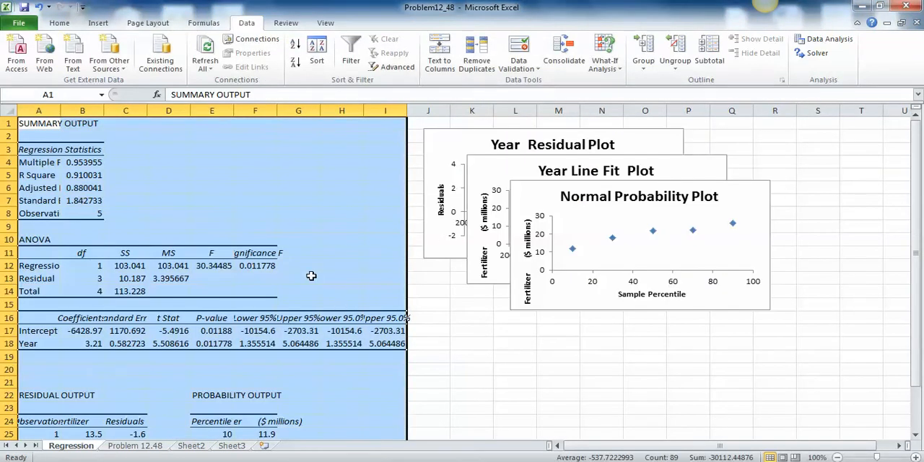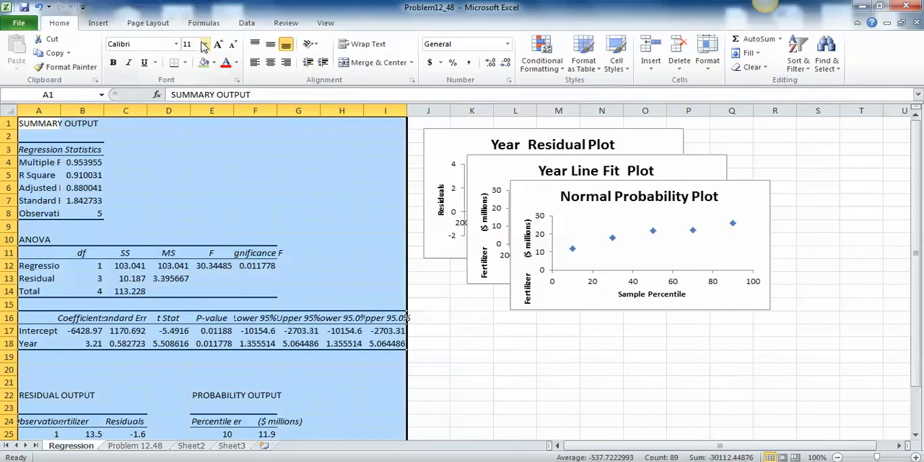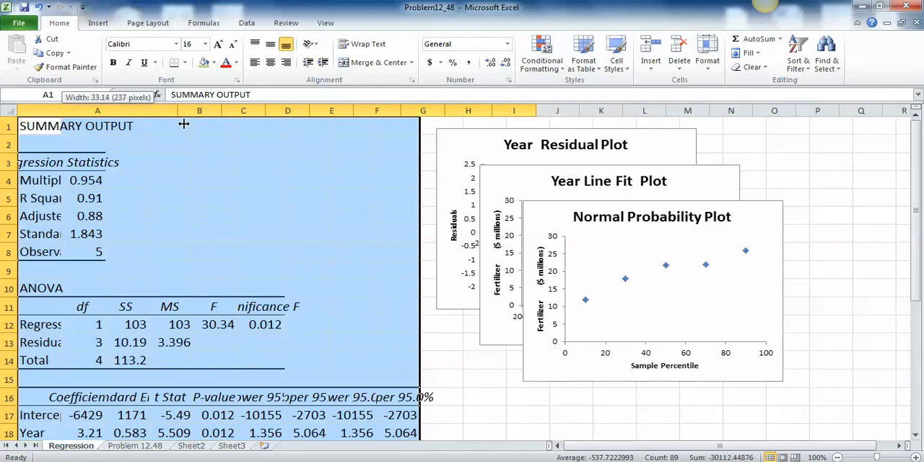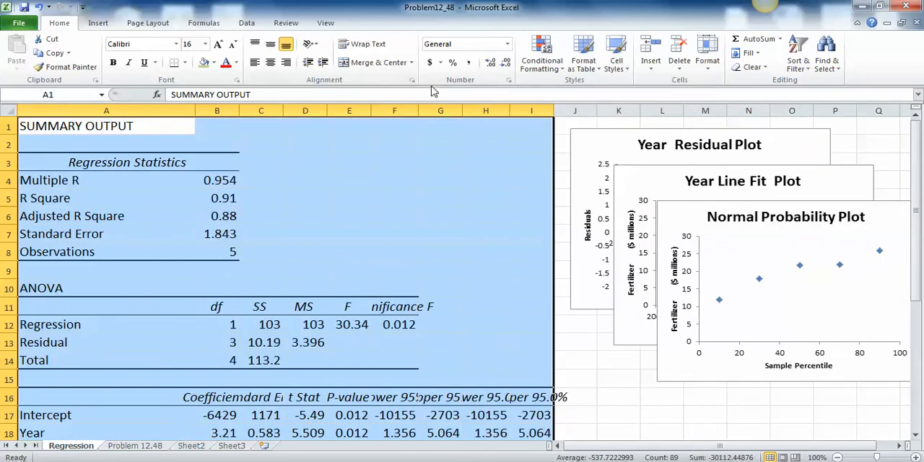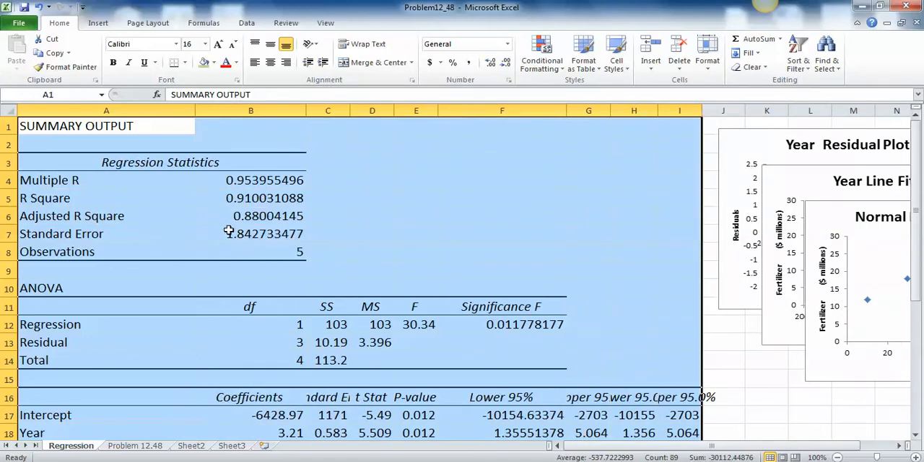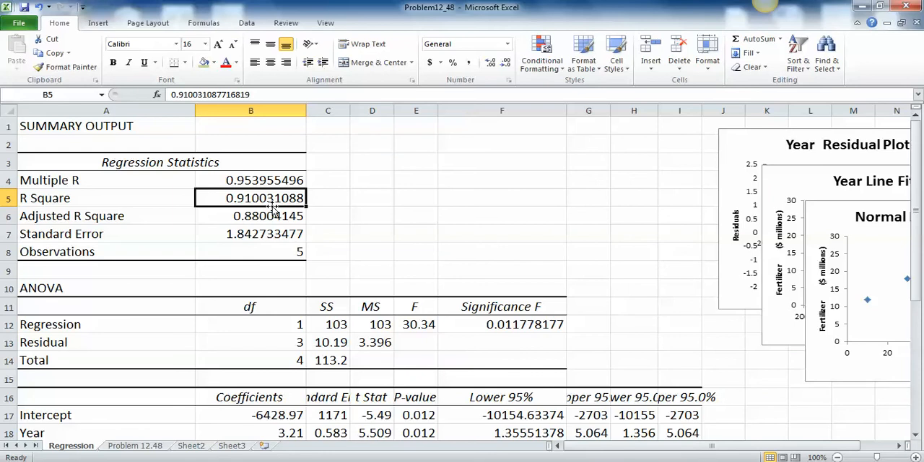Okay, when I get my results, the first thing I'm going to do is make it larger so we can all see. And I'm going to stretch a few columns. Okay, so if I look here, I have an R-square value. R-square value is 0.91. That means if I know the year, that gives me 91% of the data necessary to predict what the fertilizer sales are going to be.